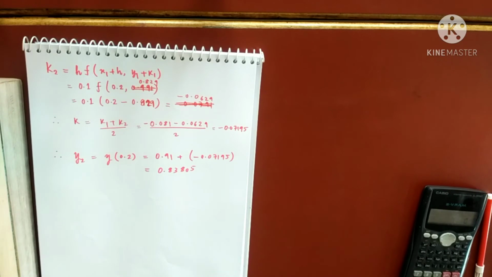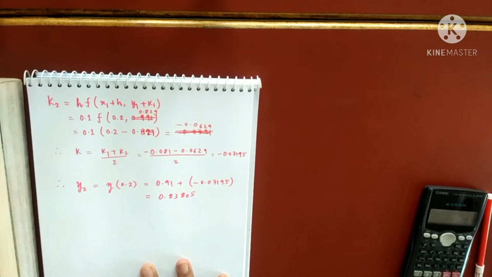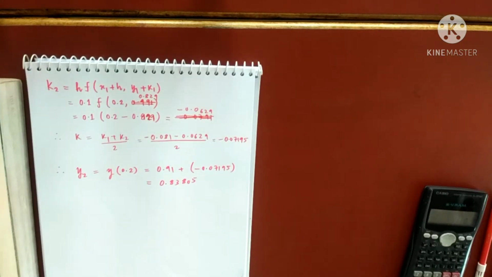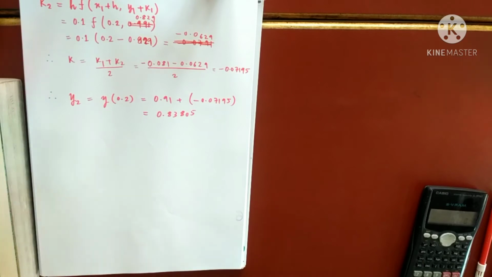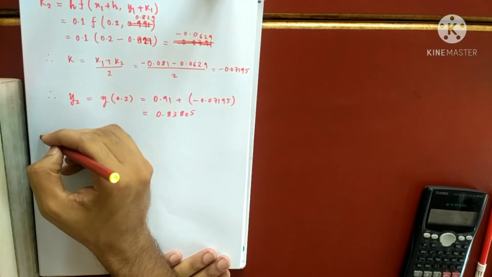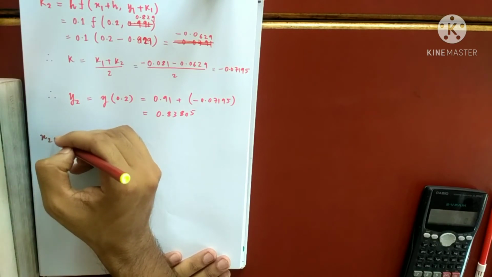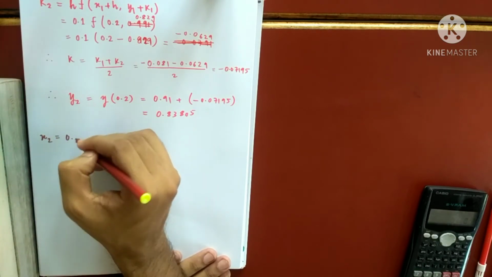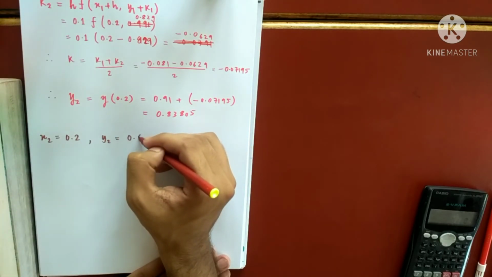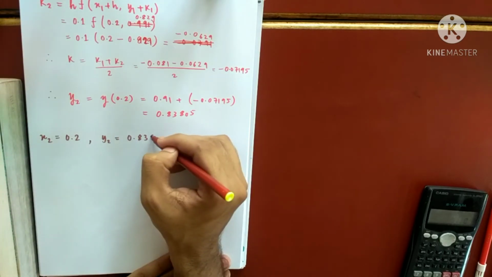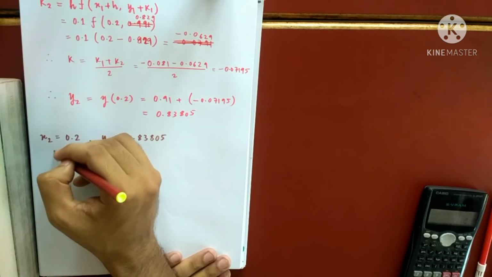Did you get my point up to here? Y2? If you have any doubt, please ask. It's calculative, I know, but there is no other option. Let's go to the third iteration to find y at 0.3. So we have now x2 as 0.2 and y2 as 0.83805.